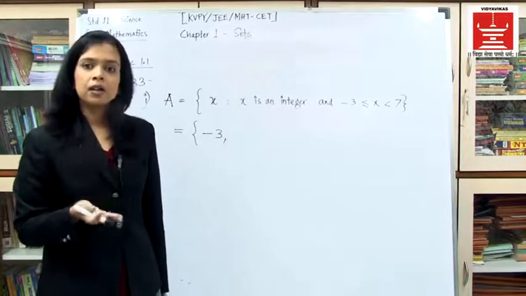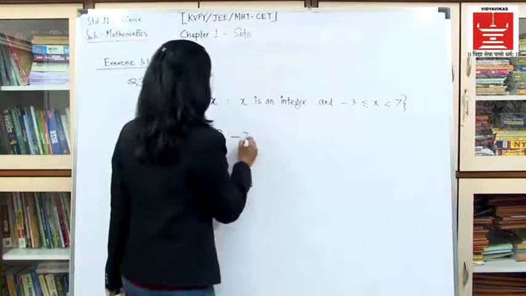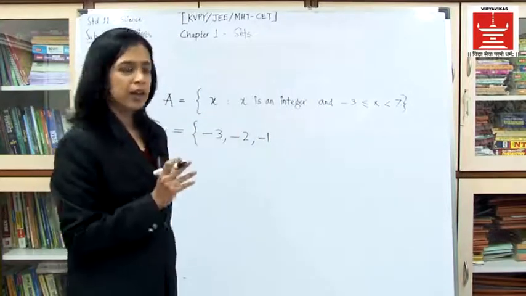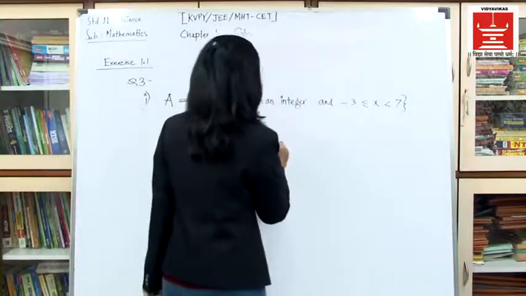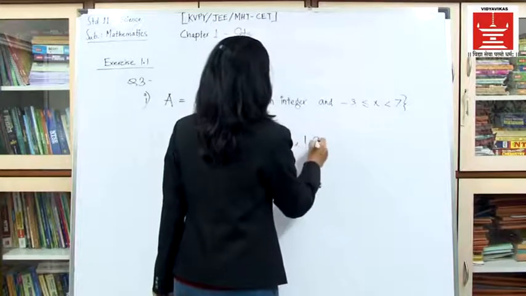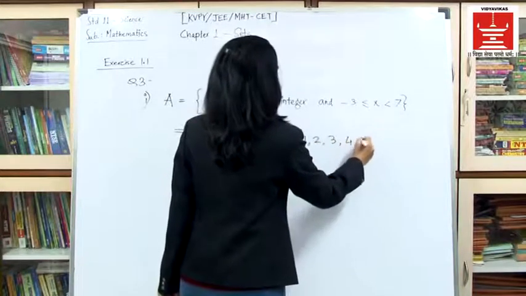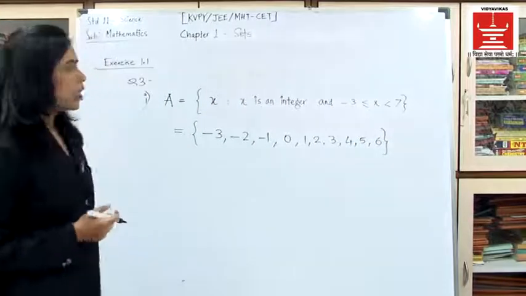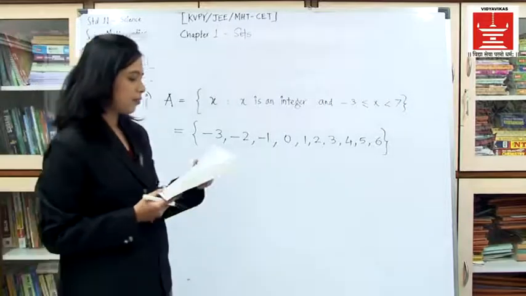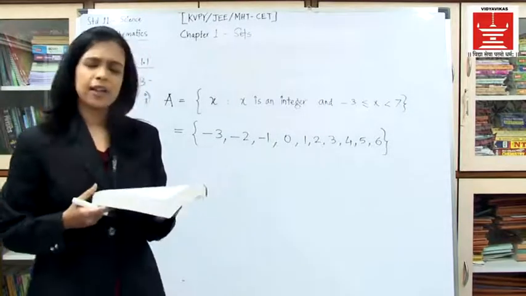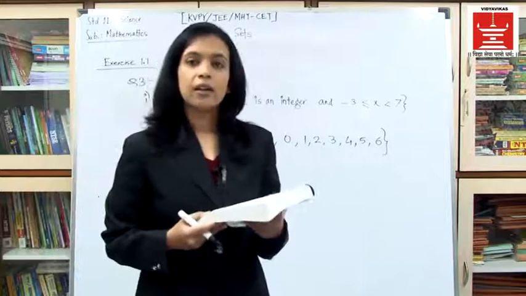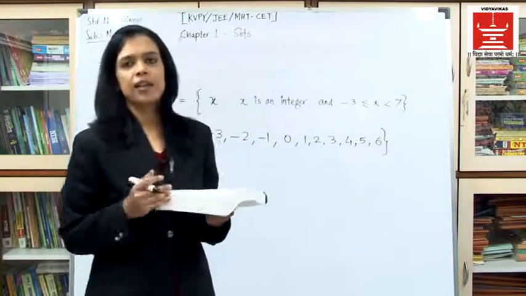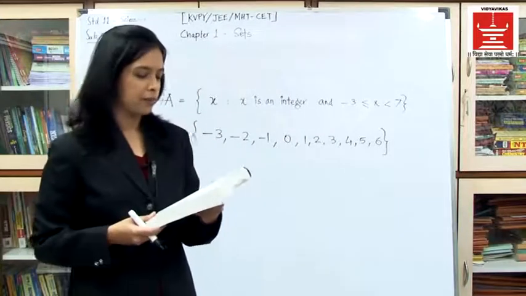Then x is bigger than minus 3, so we should move to the right on the number line. Minus 3, minus 2, minus 1, 0, 1, 2, 3, 4, 5, 6 because 7 is not allowed. So these are the elements of this set. Then the second one is simple. B consists of all x such that x is a natural number less than 6. It is simply 1, 2, 3, 4, 5.